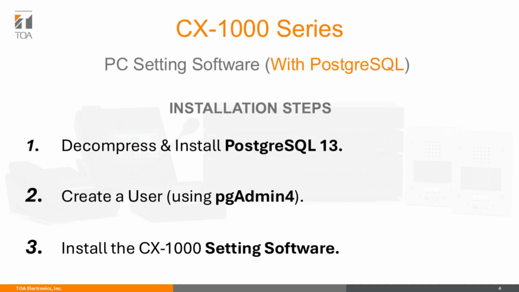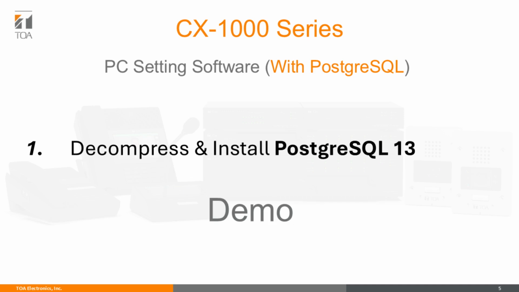The installation consists of three main steps. First, decompress and install PostgreSQL 13. Second, create a user using pgadmin 4. And finally, install the CX1000 settings software itself. In this video, we'll show you how to decompress and install PostgreSQL 13, as the settings software depends on this database.